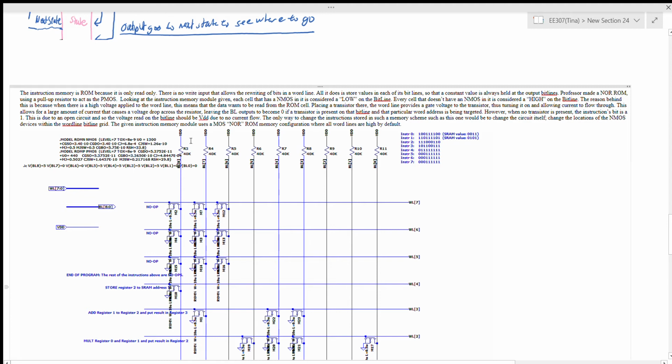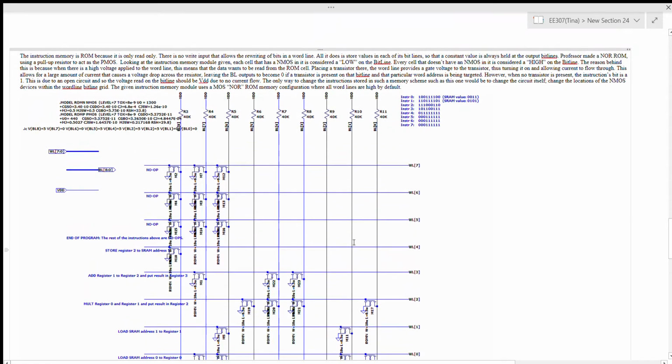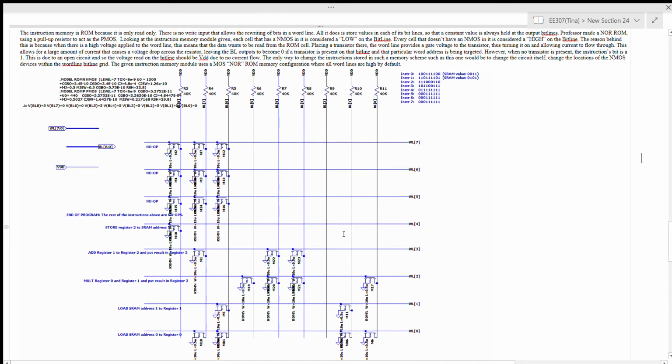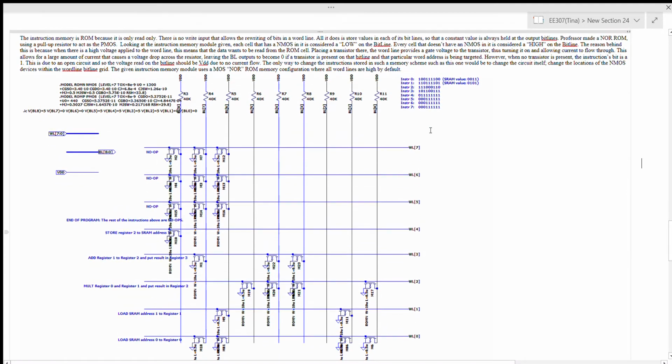So Professor made a NOR ROM, so it uses a pull-up resistor on top to act as a PMOS, and NMOS is on the bottom to basically just store the values that are needed. And then looking at the instruction memory module given, each cell that has a NMOS in it, so like this one, and this one, let's go down here, so like this one, and this one, each one of these cells with an NMOS in it is considered a low on the bit line. So every cell that doesn't have an NMOS in it is considered a high on the bit line.